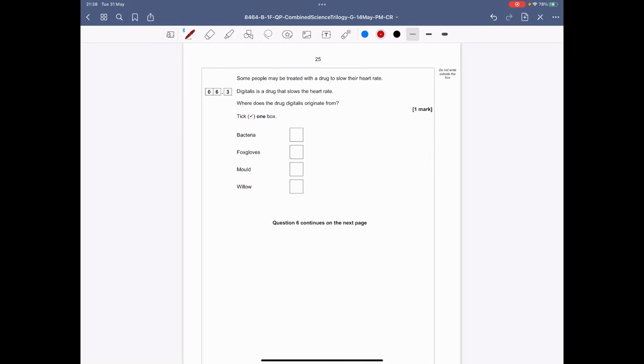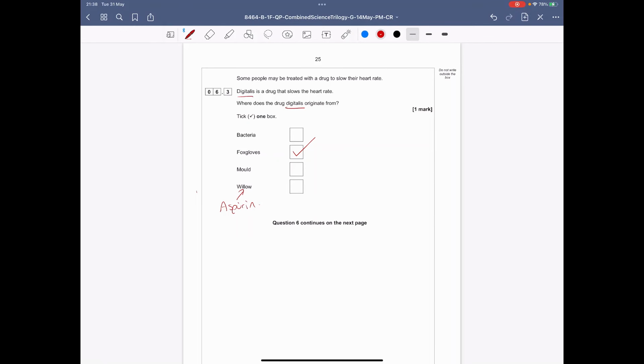Some people may be treated with a drug to slow their heart rate. Digitalis is a drug that slows the heart rate. Where does the drug Digitalis originate from? Okay, now there are two drugs that you need to know. Digitalis originates from the plant foxgloves, and aspirin originates from the plant tree willow.